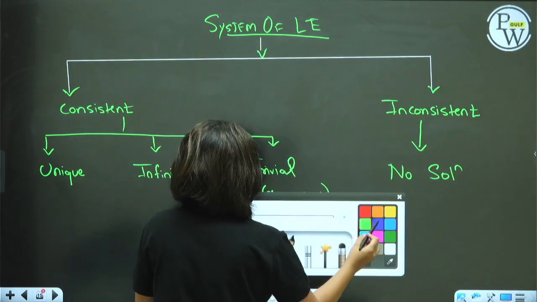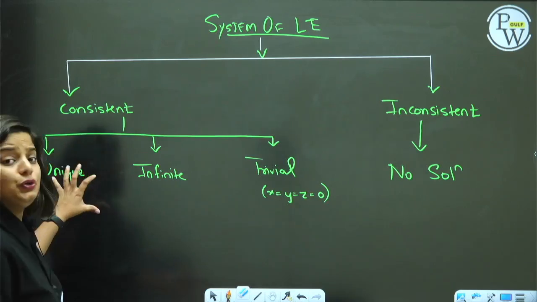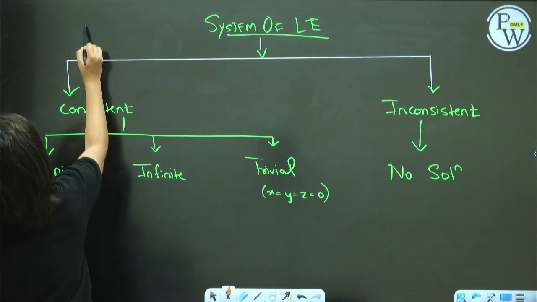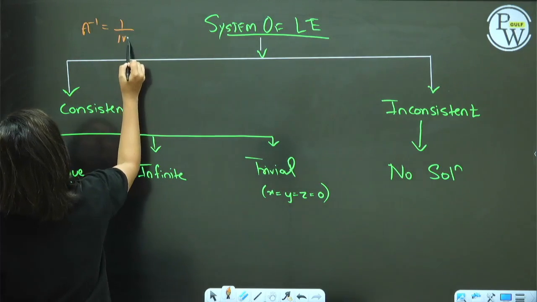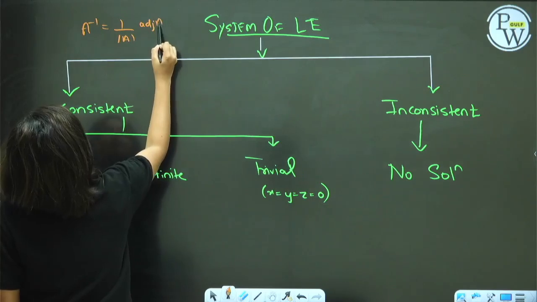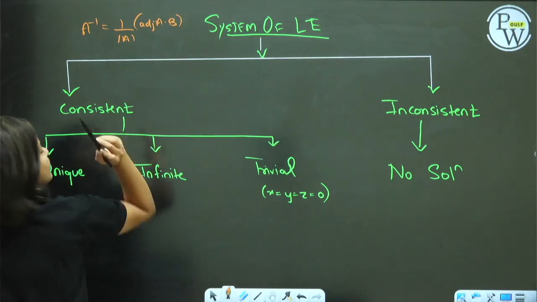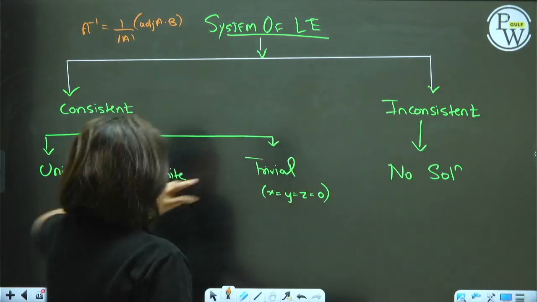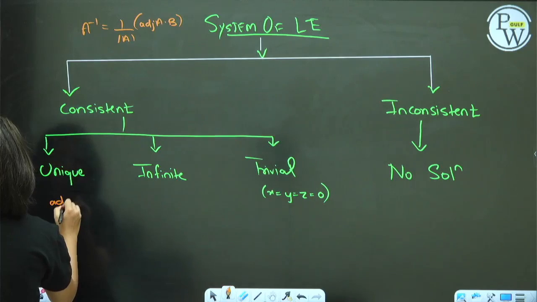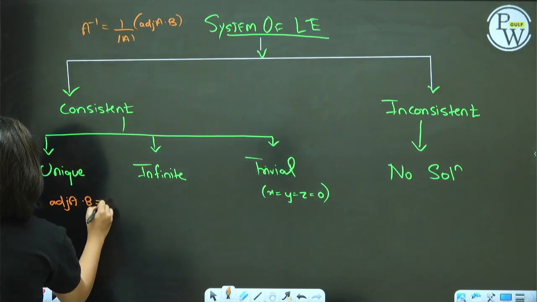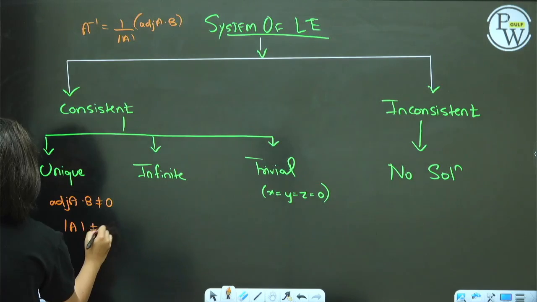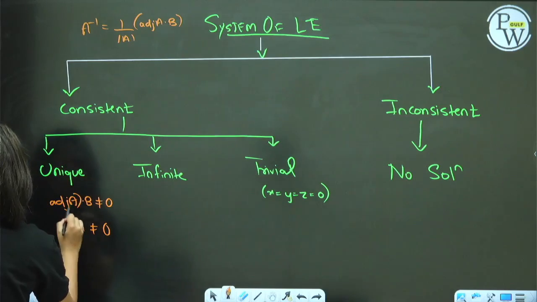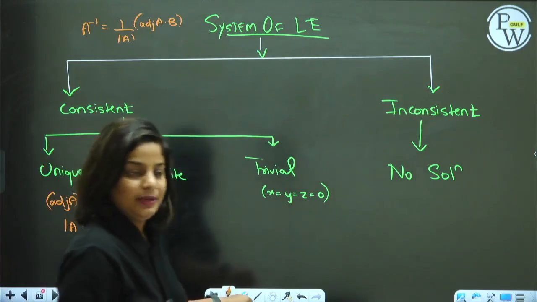What's the condition to get a unique solution? Now remember this formula. A inverse is 1 upon determinant of A, adjoint of A into B. Adjoint A into B is the numerator, determinant A is the denominator. For a unique solution, both numerator and denominator should be non-zero. This is not adjoint AB, it's adjoint A and then into B.